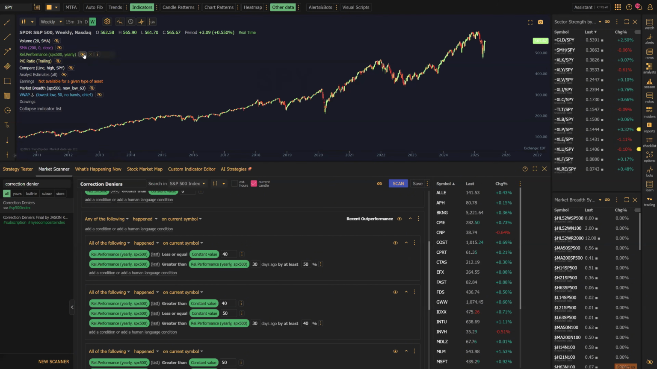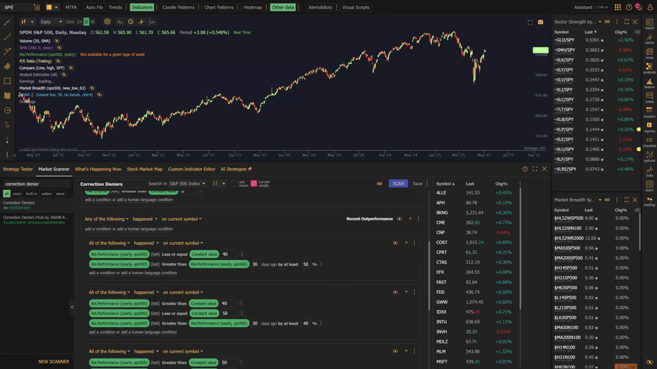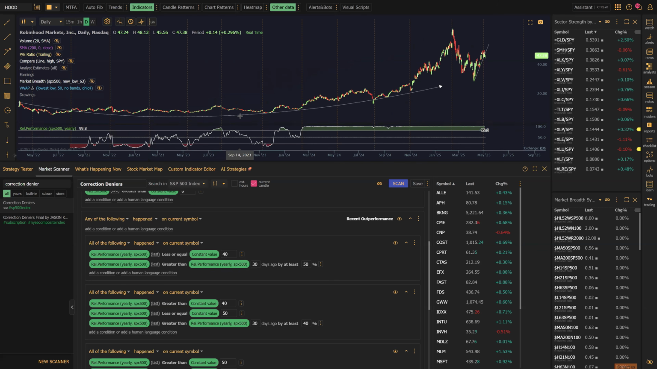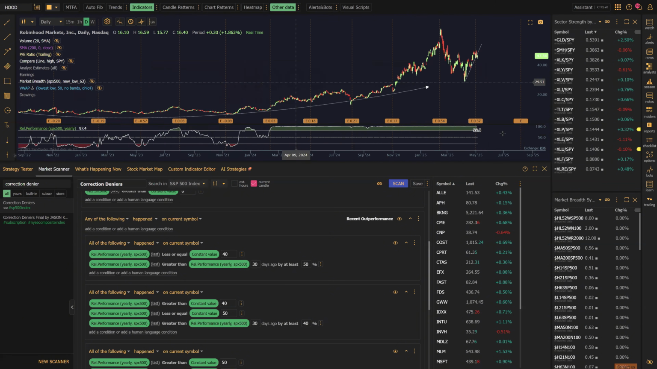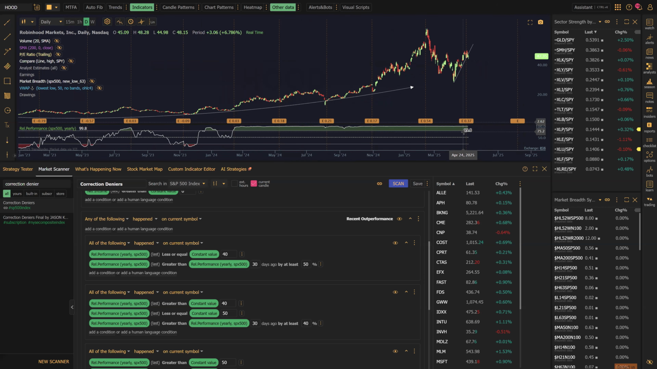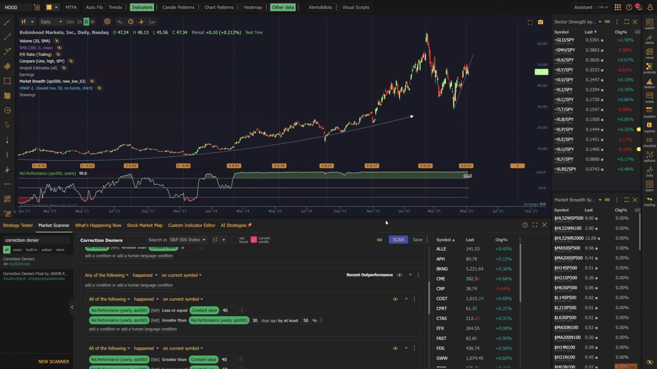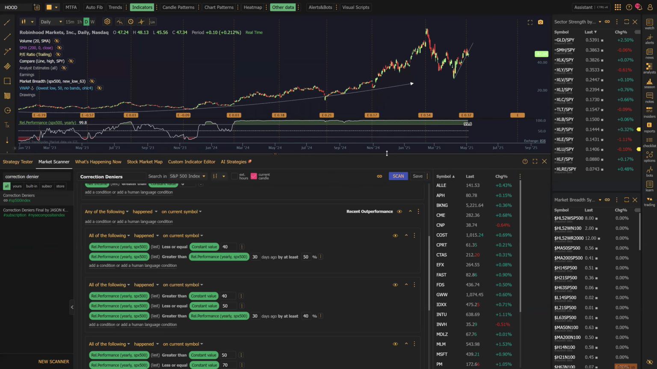And so relative performance is another insanely useful thing that TrendSpider offers. And it's similar to the market breadth. It's essentially going to tell you how well a stock is performing compared to the S&P 500 over the last year by default. So if you look at Robinhood, HOOD here, it's at 99.8 right now, which means it's literally outperforming 99.8% of the stocks in the S&P 500.